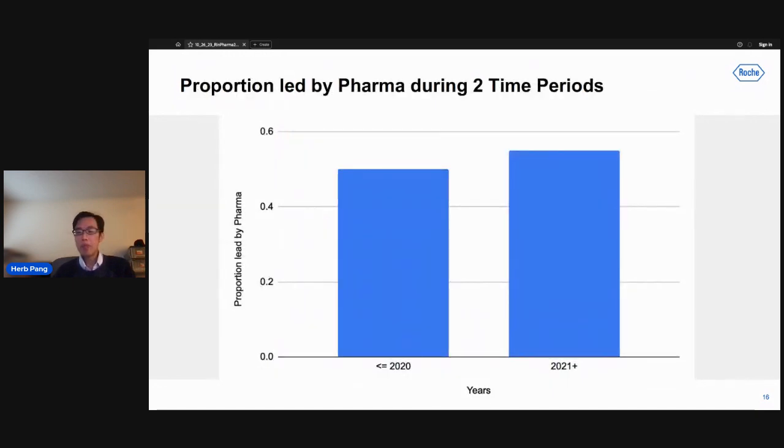We also did some subgroup analysis to understand potential changes in the past few years, including for those publications from 2020 or earlier. The proportion led by pharmaceutical companies didn't really change much compared to the ones beyond 2020.